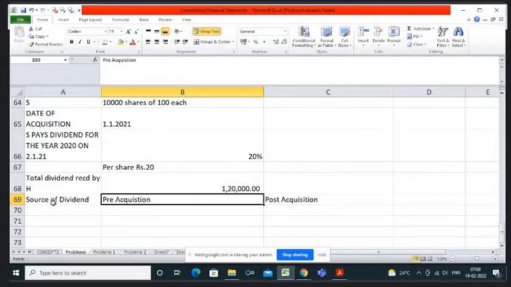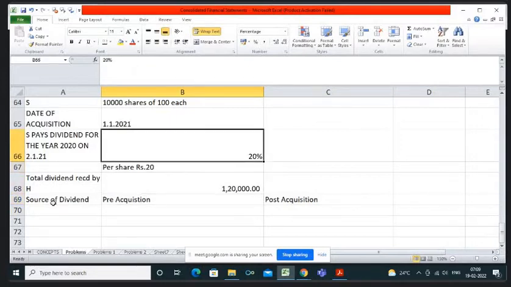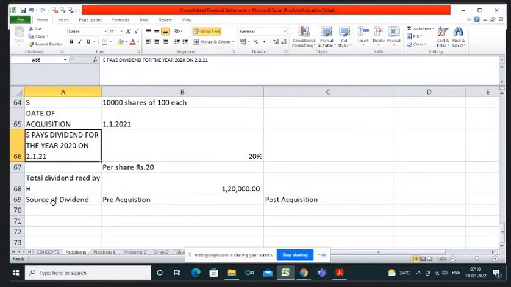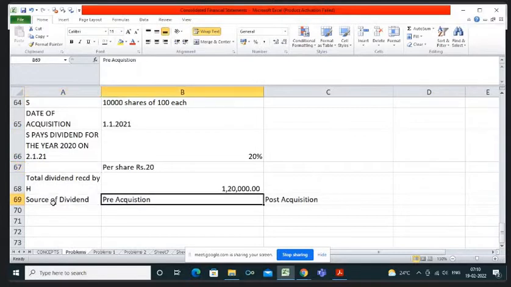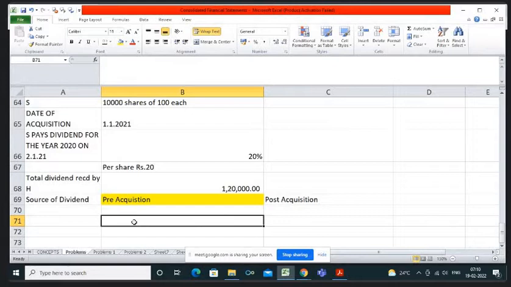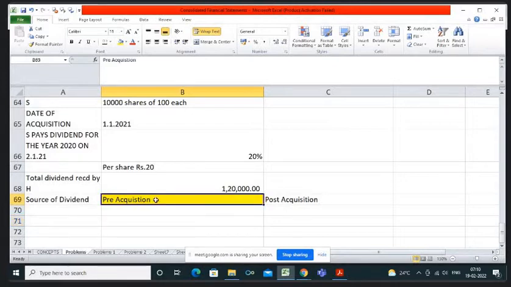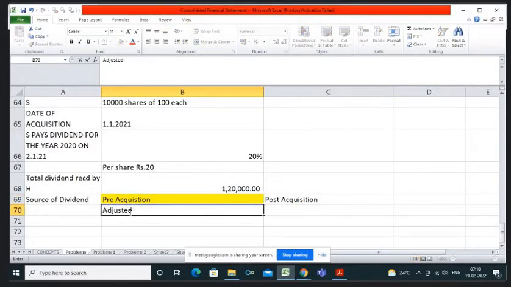In this case, how would they have got the money? They cannot make so much of an amount only on 1/1/2021. And they say that this is for the year 2020. So the source is pre-acquisition profits. So this has to be adjusted in the value of investment.